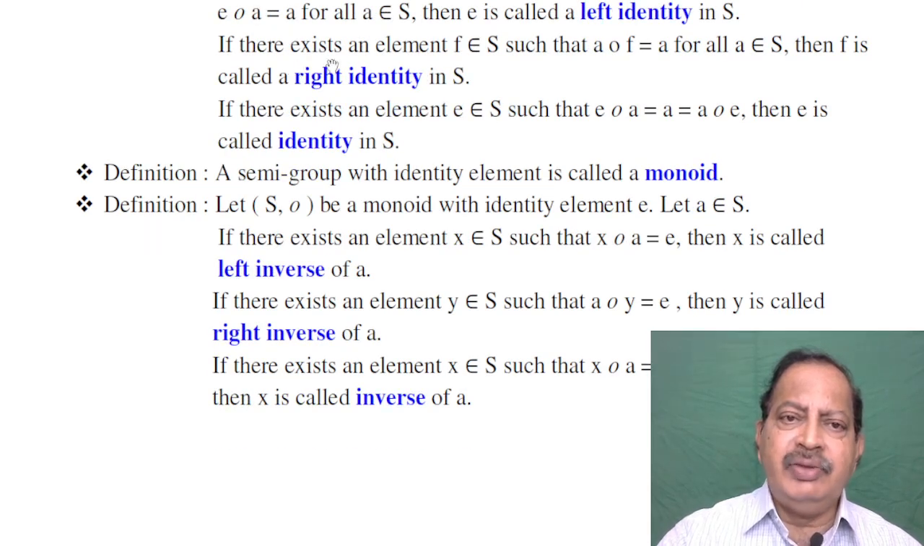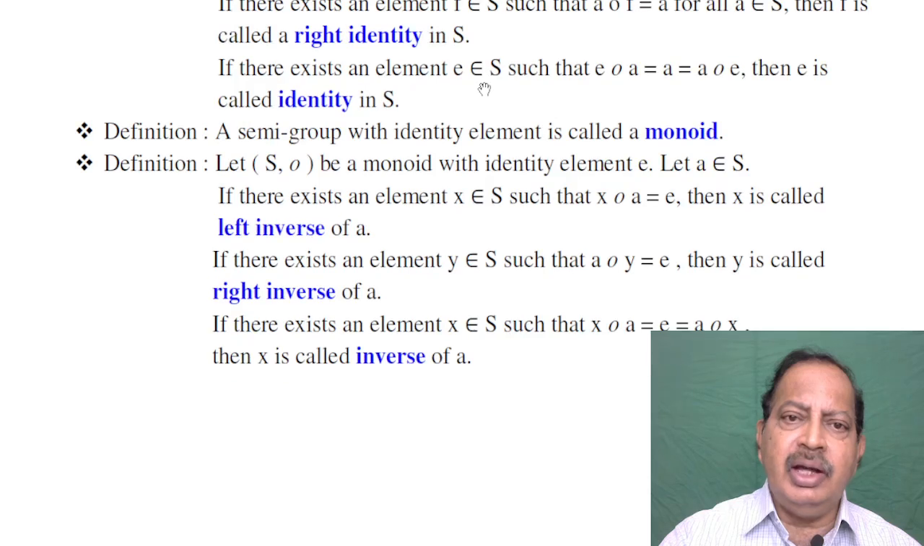If there is an element F belongs to S such that A circle F is equal to A for all A belonging to S, then F is called a right identity in S. Here F is operated from the right side of A and the result is the same A. There is no change. We are getting the same A. If there is an F with this property, such F is called right identity. Here we are defining left identity and right identity.